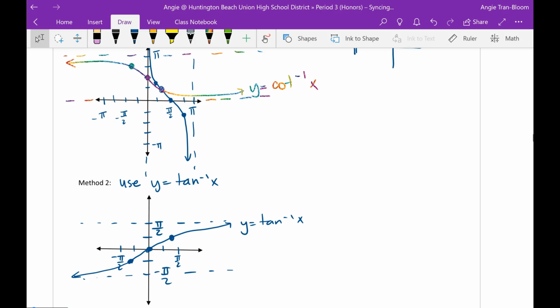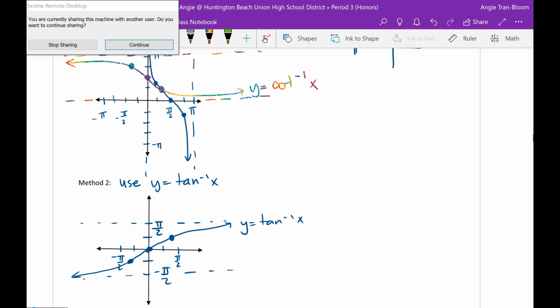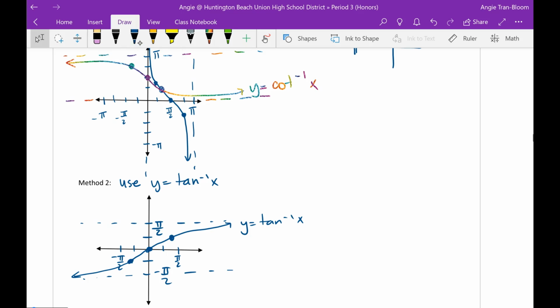The curves are similar. Would you agree? Except they're not in the right direction. How would I get tangent to look like cotangent? What would you do first?